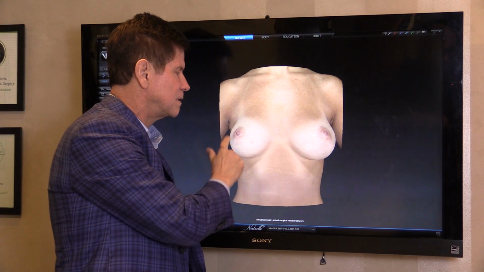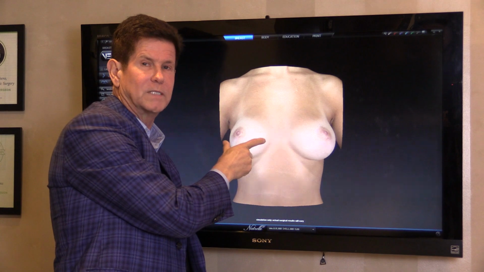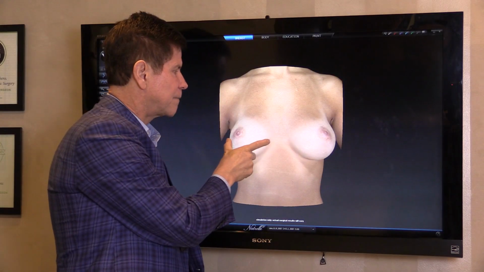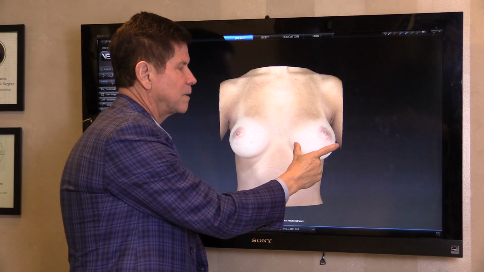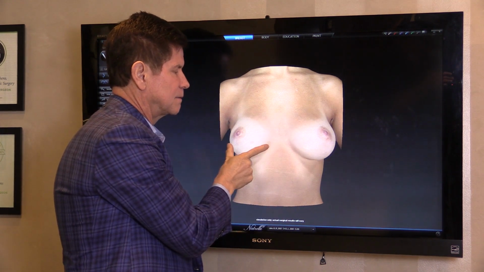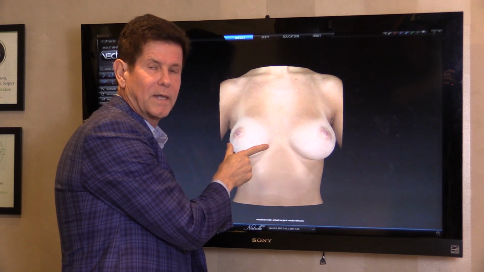Most of us in plastic surgery would want the base width of the breast implant to fit within the base width diameter. And so it's all about the width. So if you look at the left breast and you look at the right breast, the bigger implant on the left is wider than the implant on the right. That's the only difference. There's really not much difference in the profile of these two implants.